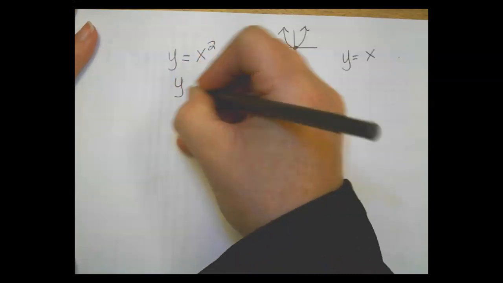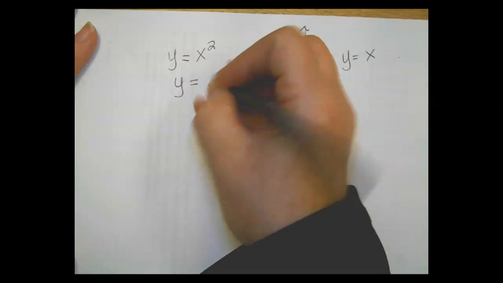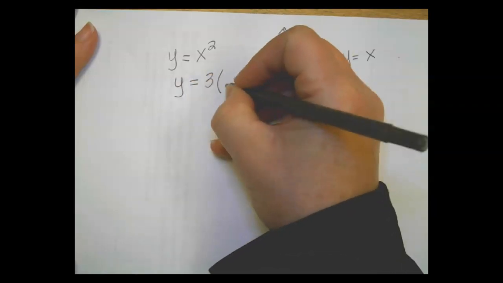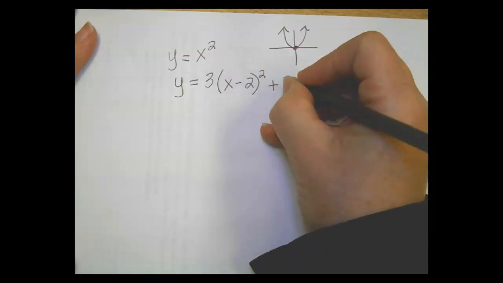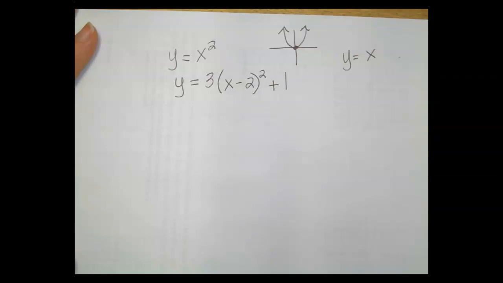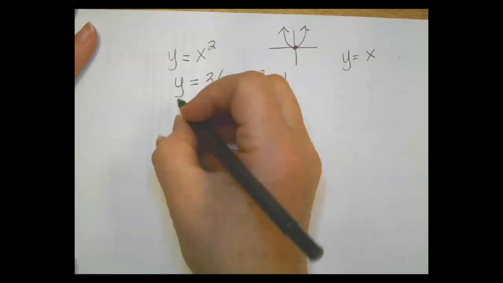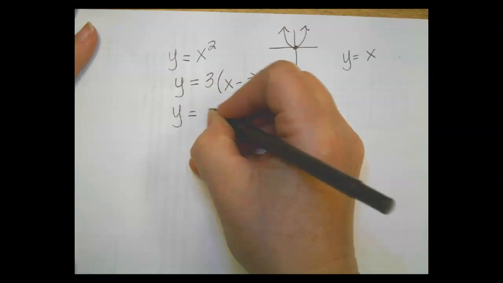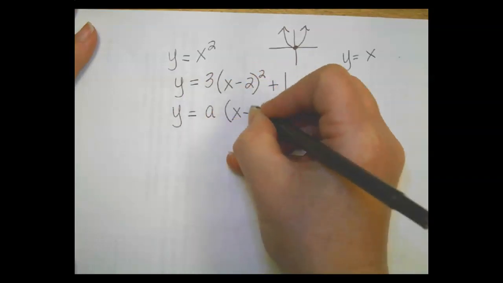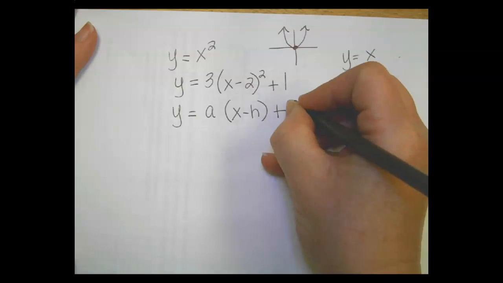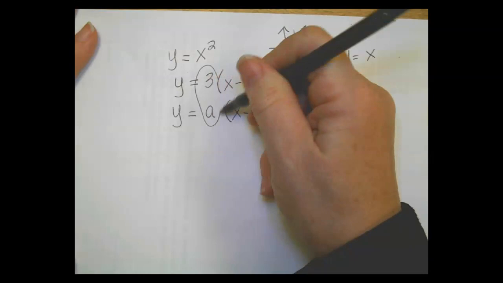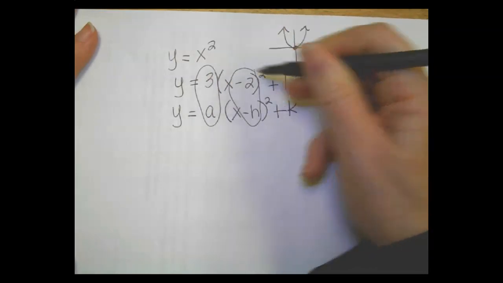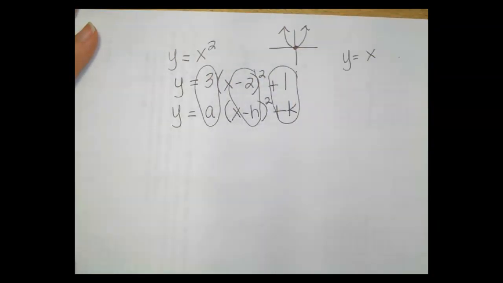So we are looking at this equation: y equals 3(x minus 2) squared plus 1. We'll just make it really basic. So we're really looking at y equals a(x minus h) squared plus k. All we're looking at is these values, and that's all you're supposed to be grabbing from those.